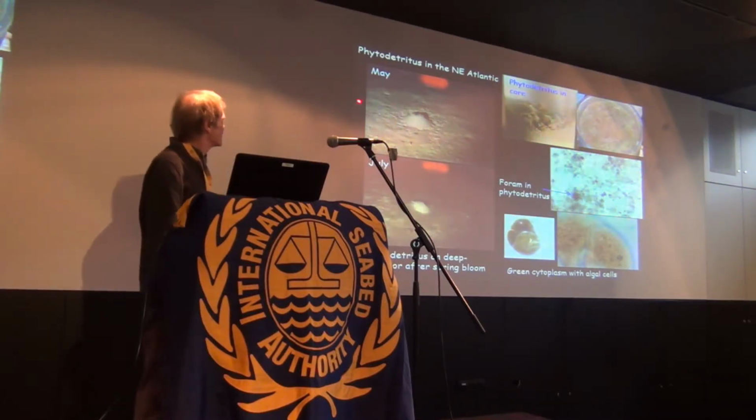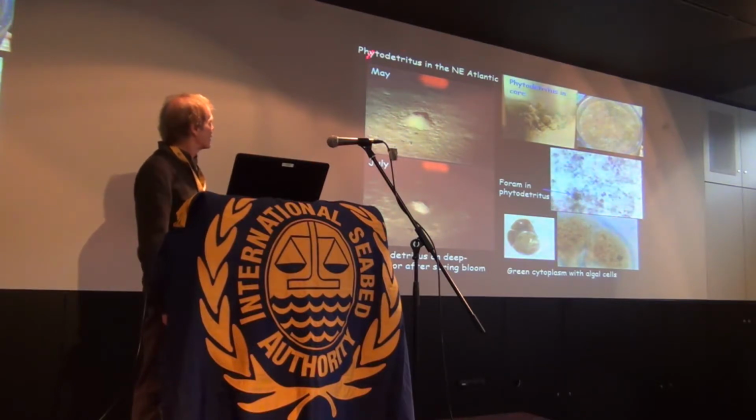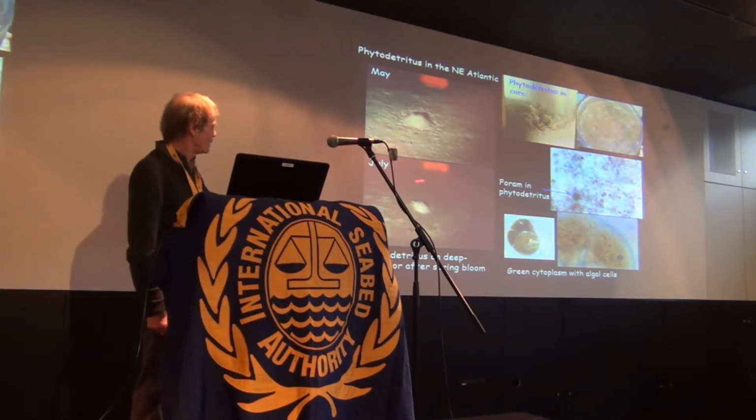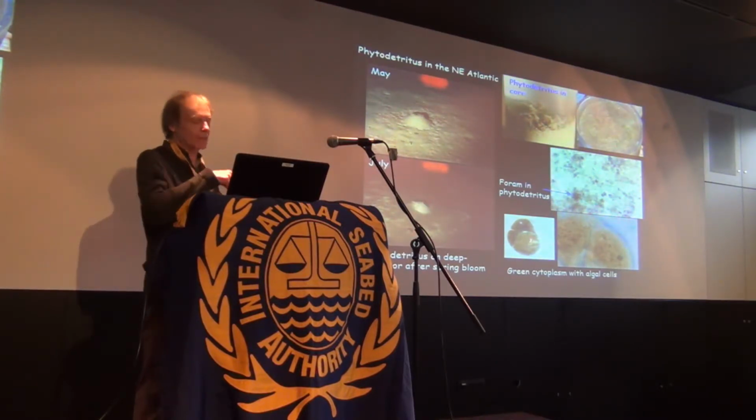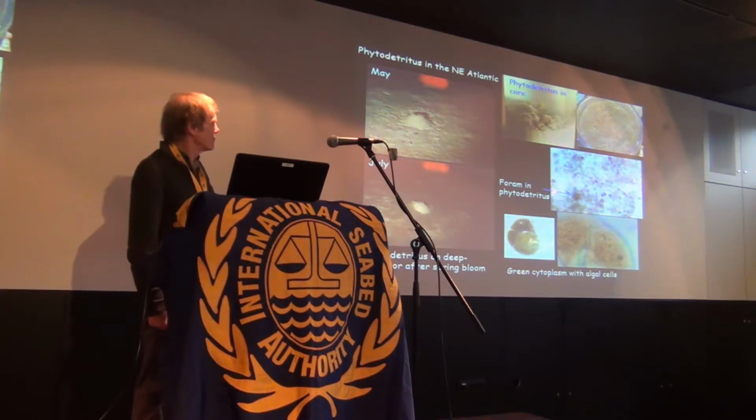What happens is that this is the seafloor in May, before the spring bloom, and then in July, after the spring bloom, you've got this deposit of phytodetritus on the seafloor. This is the same area, the same mound here. You can catch this phytodetritus in core samples, and it forms lumpy deposits on the surface. If you look inside these lumps, you find forams living inside this material.